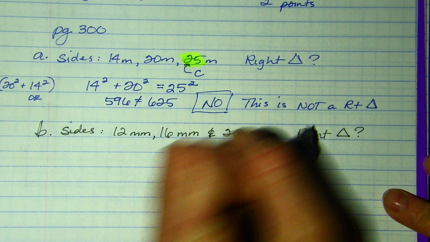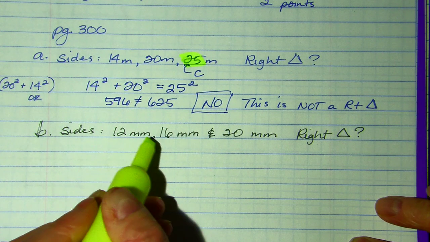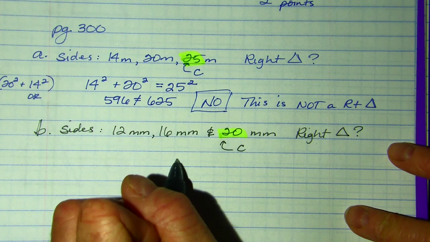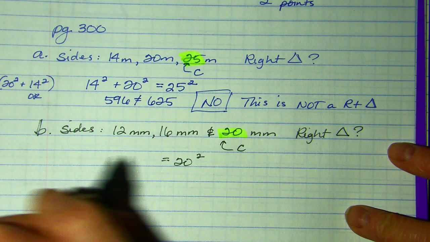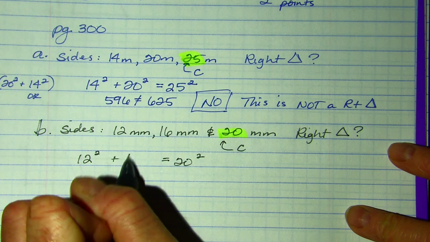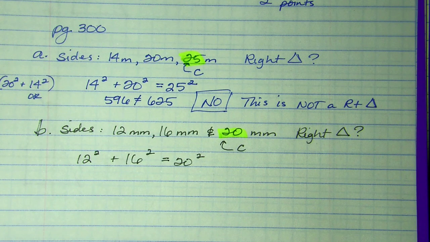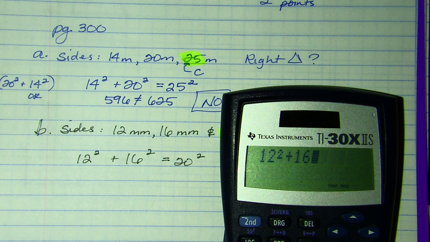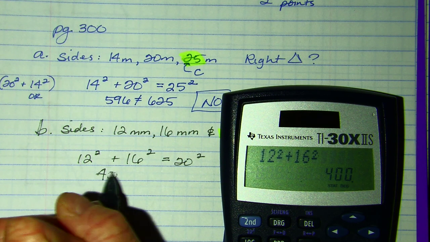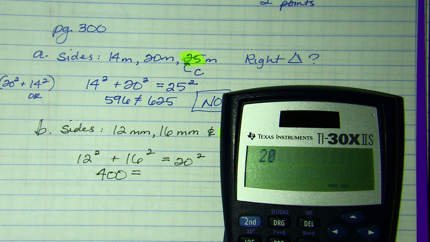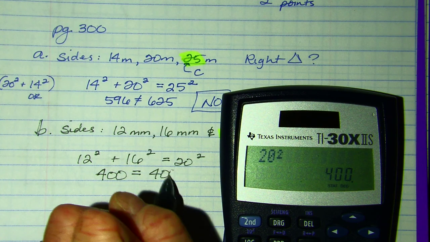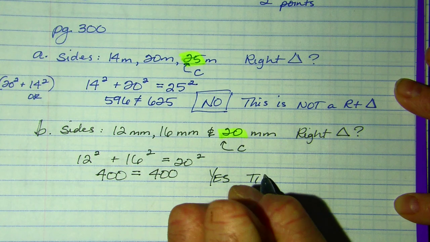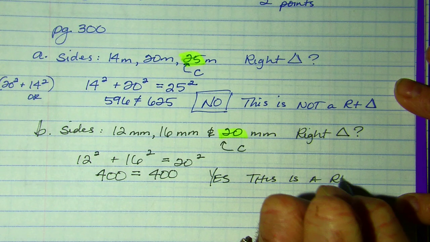Okay, so the first thing I'm going to do is identify C. It should be the largest number, so 20 is C, or our hypotenuse. So I know that on the right-hand side I have 20 squared, and on the left you'll set up the other two, which represent our legs. And then from here, you enter it in your calculator. So 12 squared plus 16 squared, and I get 400. Does that equal the right-hand side, which is 20 squared? And yes, it does. So because these equal, I would say yes, this is a right triangle.